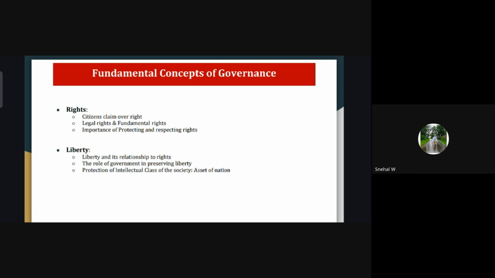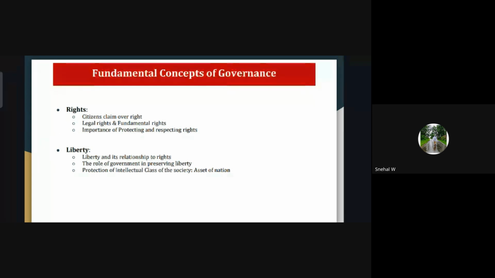If there is no liberty, if there is no freedom, you can't imagine such kind of Mahatma Gandhi, Mahatma Phule, Savitribai Phule, or Raja Ram Mohan Roy, or anyone for that matter. Okay, so that is why respecting, we can say, the intellectual class and protection of their freedom of expression are equally essential.